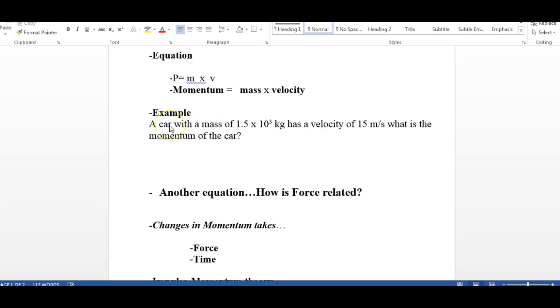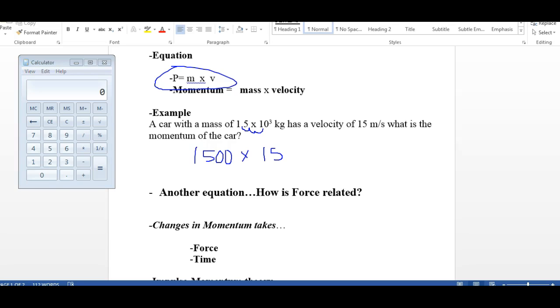So we see here it says a car with a mass of 1.5 times 10 to the third kilograms has a velocity of 15 meters per second. What is the momentum? So as we said before, P equals m times v. So we take the mass, and we'll just take the decimal away in the scientific notation. So 10 to the third, we move it 3 spaces, 1, 2, 3. So it's going to be 1500 for the mass. And that's going to be times the velocity of 15. Okay, and then we just use our calculator here.